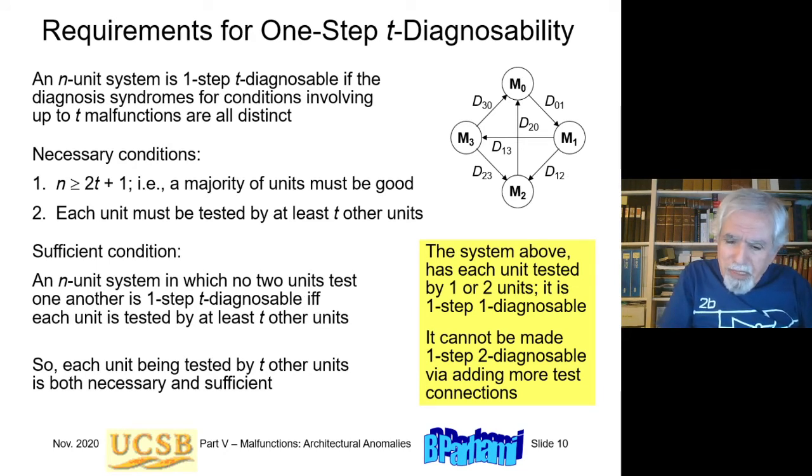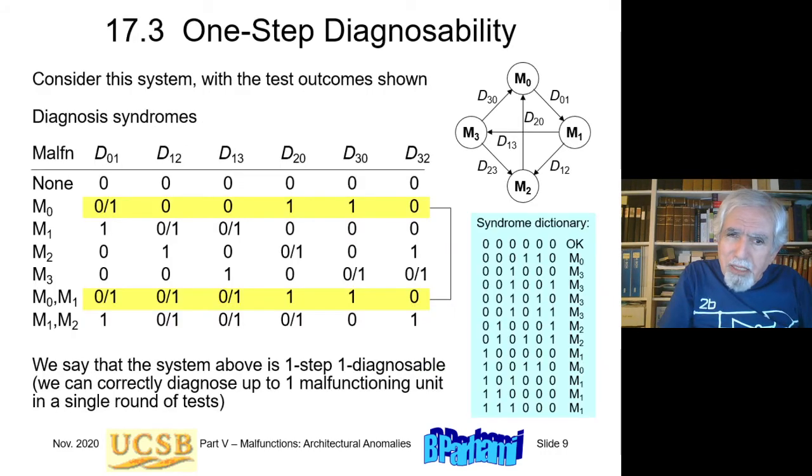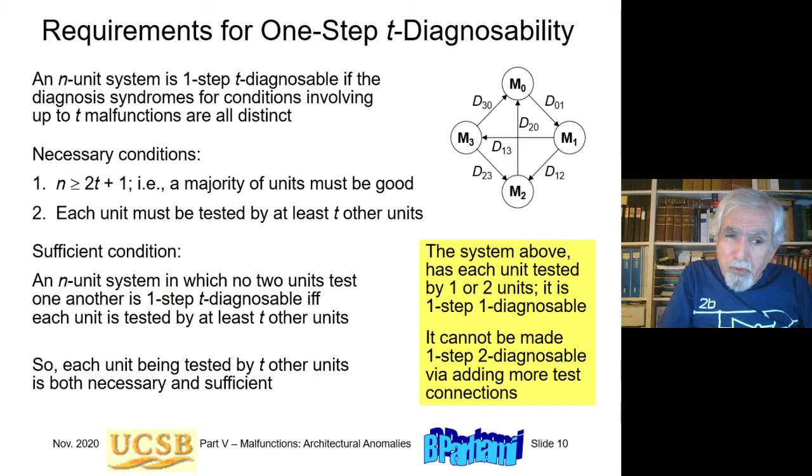So I really didn't need to form this table because this result tells me, of course, I haven't proven this result, but the proof exists. So by just looking at this testing graph, we could tell that it is one-step one diagnosable, and we could also tell that it cannot be two diagnosable.